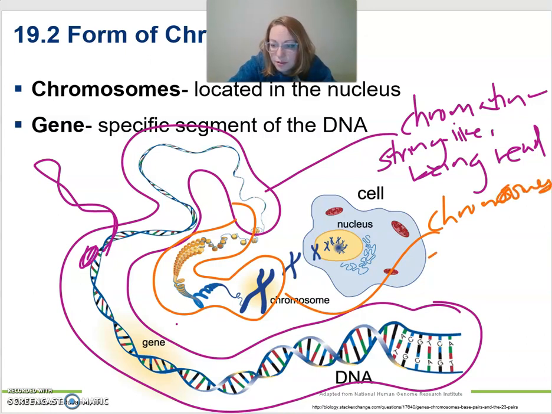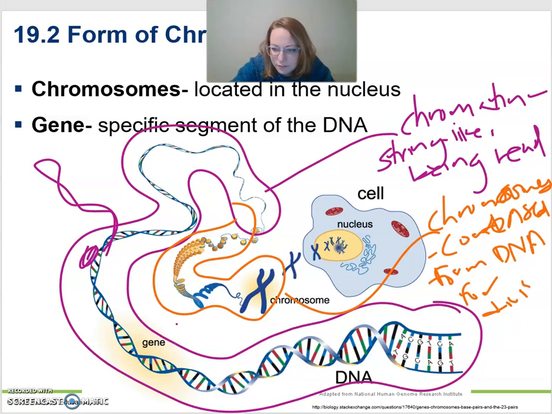Well, chromosomes are the condensed form of DNA for cell division. And so there, it's much more organized, it's easier to send to our new cells. And when you look at cells under the microscope, you can see the DNA when it's in chromosome form much better.